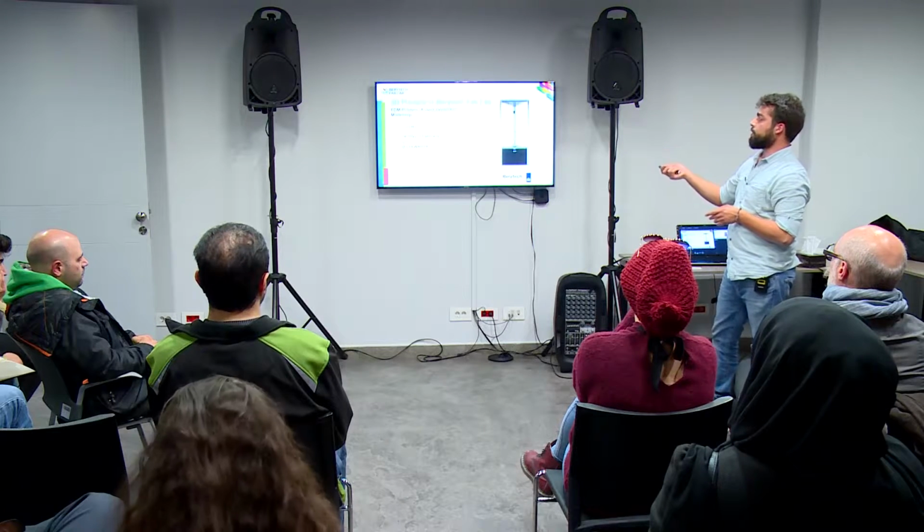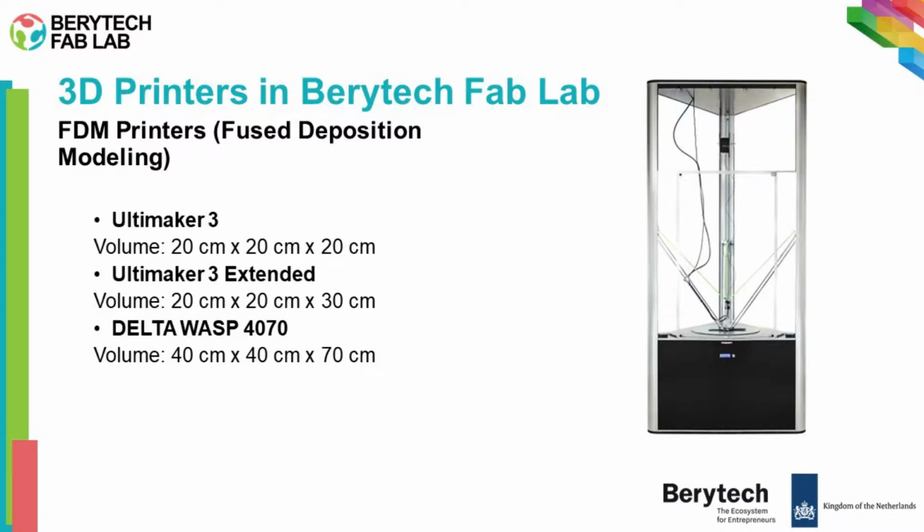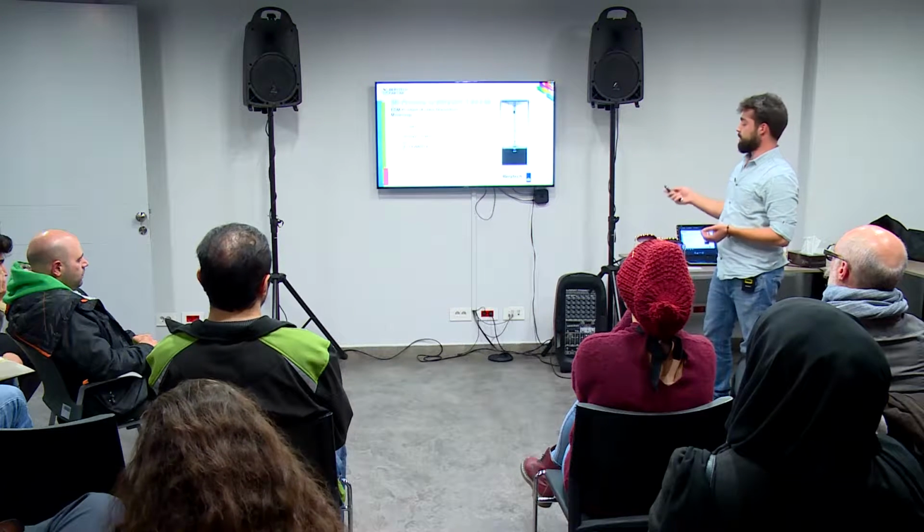And we have the Ultimakers, up to 30 centimeters in height, and we have the Delta Wasp, which has a volume of 40 by 40 by 70 centimeters.